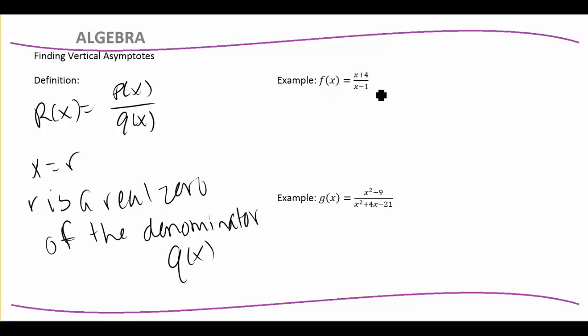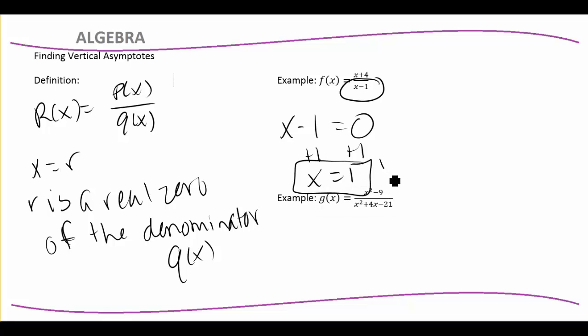So we're going to take our denominator, which is x minus 1, and we're going to set it equal to 0, and we're going to solve. So we want to get x by itself. We're going to add 1 to both sides, and we're going to get x equals 1. This is the value that x cannot be. x cannot be 1. So we're going to have a vertical line at 1, a vertical asymptote at x equals 1. So this is our vertical asymptote.